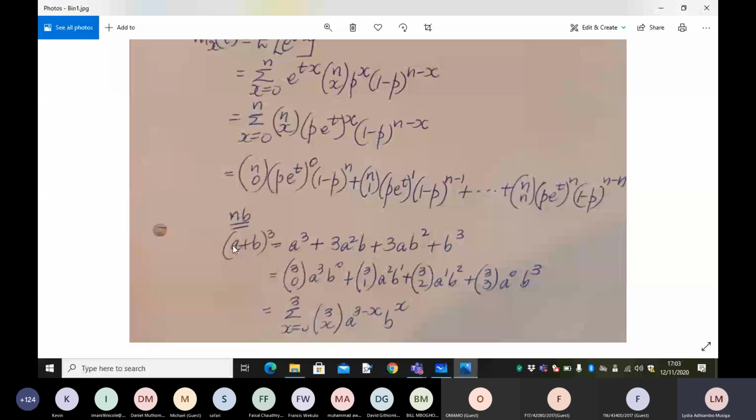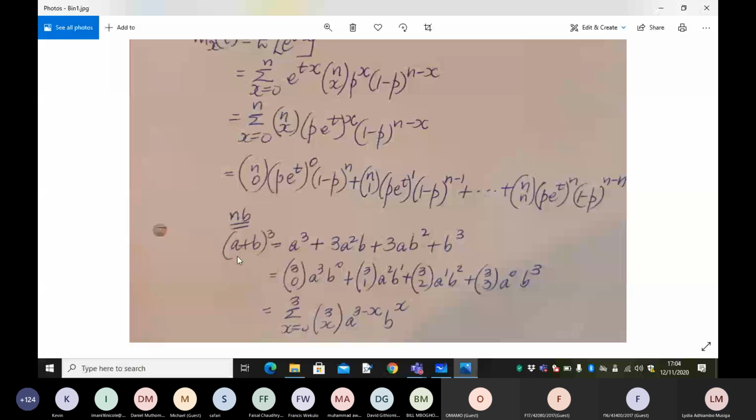So a, we have a plus b raised to x. So in this expansion of ours, which I'm going to show in the next slide, all we need is pe raised to t, and we need 1 minus p. And then we will write it in the form of, I'm forgetting the name of this, where we have written a plus b raised to power 3. I know what is on the right is the binomial expansion of a plus b raised to power 3.